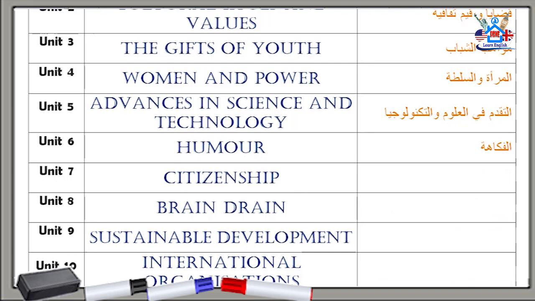Unit 7 discusses the notion of citizenship, المواطنة, la citoyenneté. Unit 8 is about brain drain, هجرة الأدمغة, l'exode des cerveaux, ou fuite des génies. Number 9 talks about sustainable development, التنمية المستدامة, développement durable. And theme number 10 is the international organizations, المنظمات الدولية, les organisations internationales.